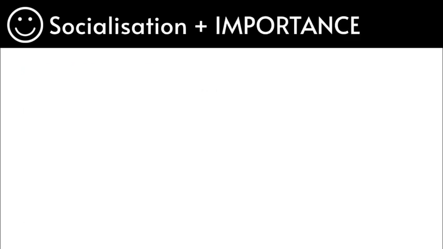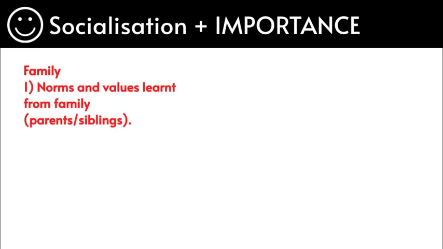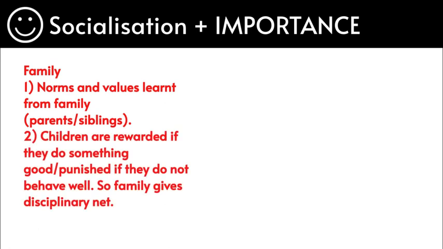Okay, so socialization and the importance of socialization. So, family, norms and values from family is very important because socialization forms the key basis of learning norms and values which are normal within society, which gives us those similarities. So also children are rewarded if they do something good and punished if they do not behave well. So family gives some sort of disciplinary net.